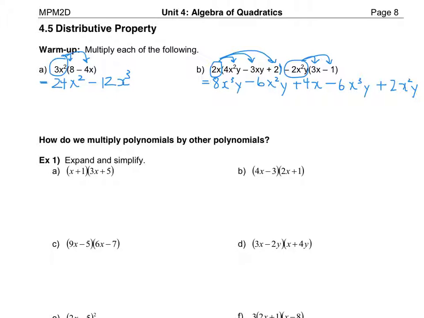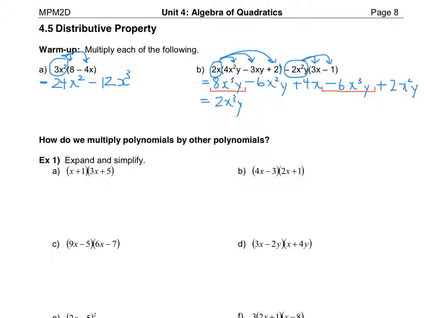So at this point, I'm going to look for any like terms. I'm not sure if I set this up to have any like terms, but I'm going to check. If I look at this, I have an 8x cubed y, and I'm looking to see, do I have any other x cubed y's? And I see an x cubed y here. So the sign in front goes with that. 8x cubed y, take away 6x cubed y would be 2x cubed y.